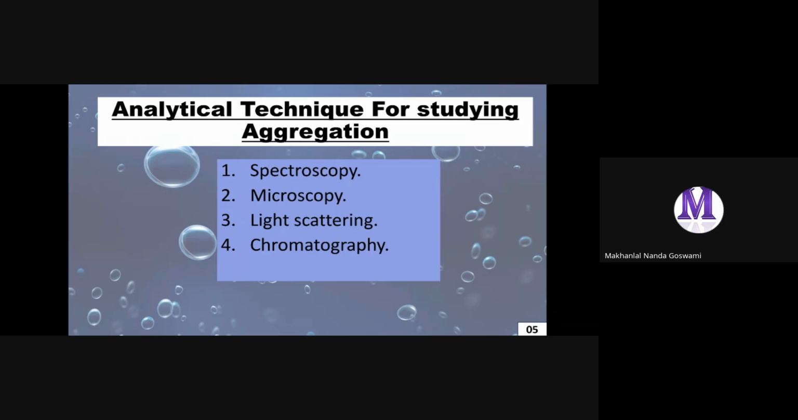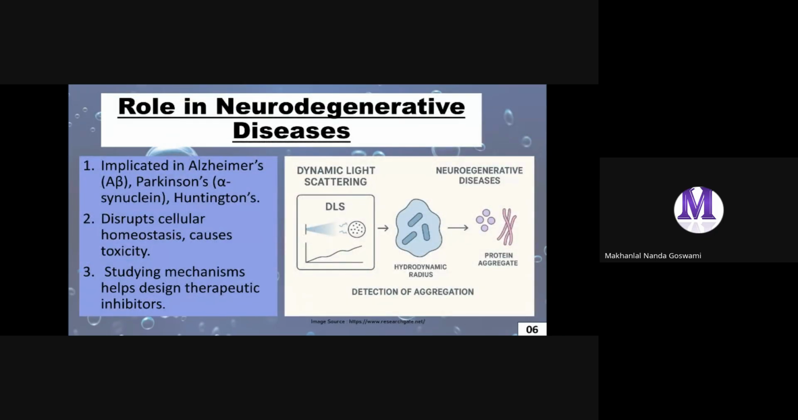And moving to the next slide, role in neurodegenerative diseases. As you can see in the figure, this is the application of dynamic light scattering in detecting protein aggregation related to neurodegenerative diseases. Now, dynamic light scattering is a technique used to measure the size of particles in solution by analyzing how the light scatters off them.